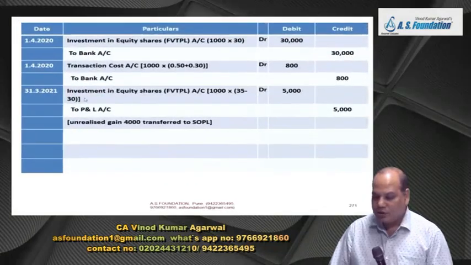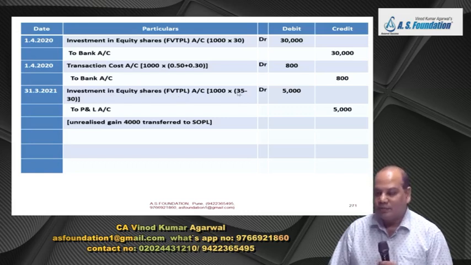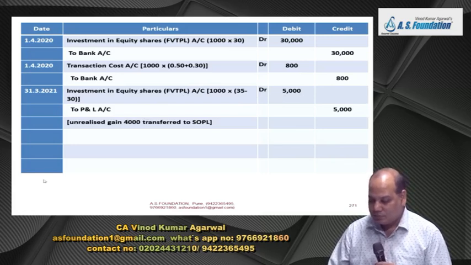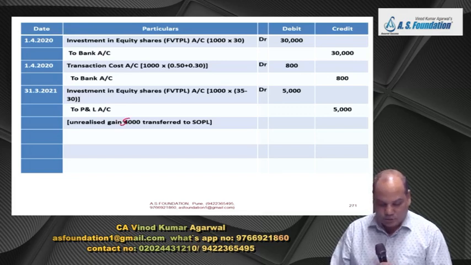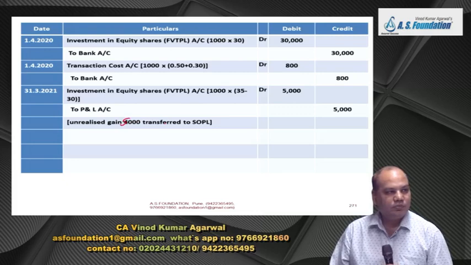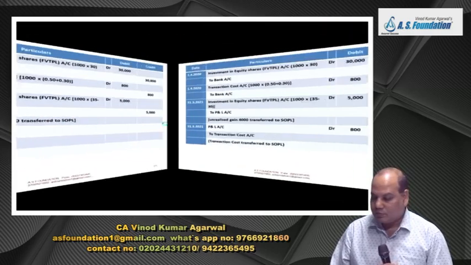And then at the end of the year, we will revalue the investment at fair value. Now the fair value is 35. 35 minus 30, that is 5 rupees fair value gain, into 1000. The investment in equity share FVTPL account debit 5000 to P&L account 5000. Narration being unrealized gain rupees 5000 transferred to SOPL.